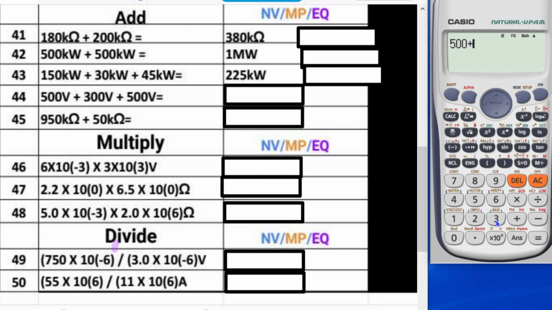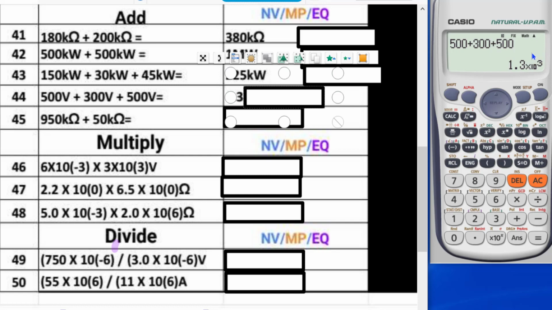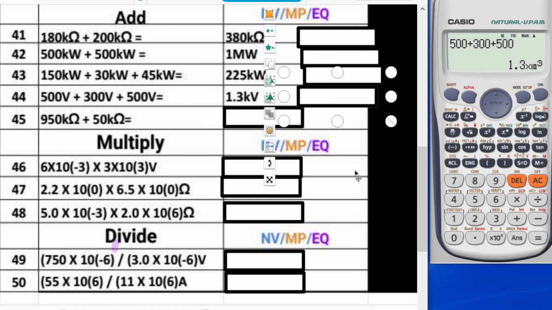500 plus 300 plus 500. You hit equals. You hit engineering, and it converts it for you. Now all you got to do is look at this. Of course, you're going to keep the 1.3. That's your numerical value. You look at the times 10 to the third. That tells you your metric prefix, which is kilo. And then finally, we are measuring volts here. So my electrical quantity is volts. 1.3 kilovolts. Notice, not 1300 volts, 1.3 kilovolts.